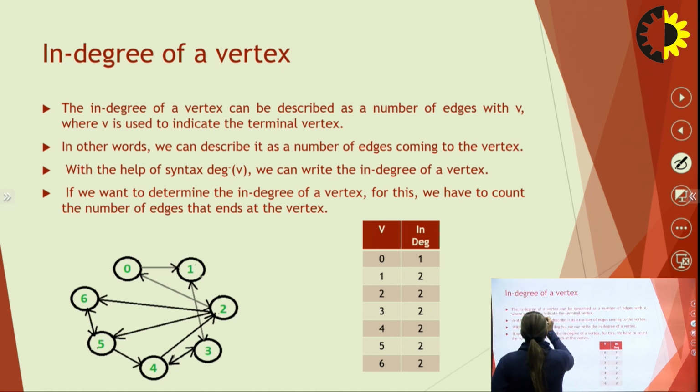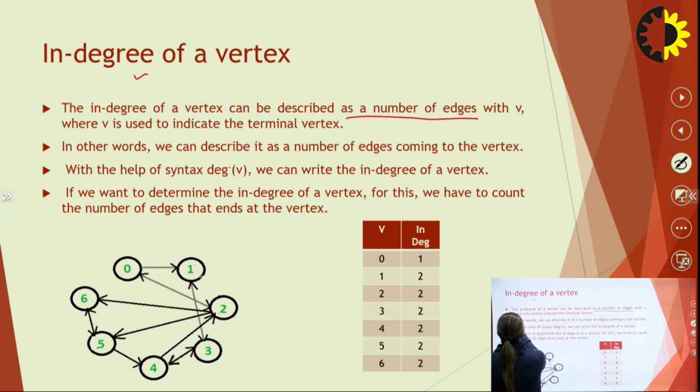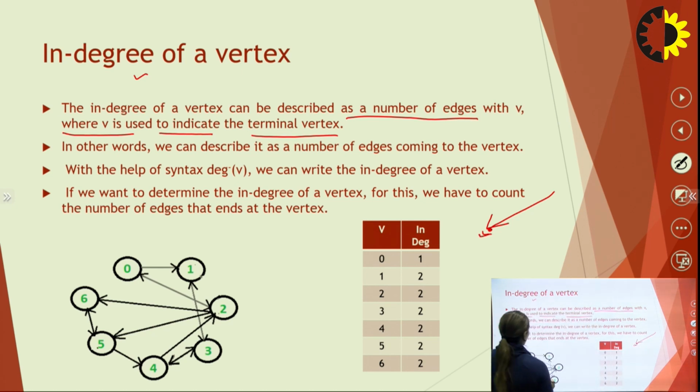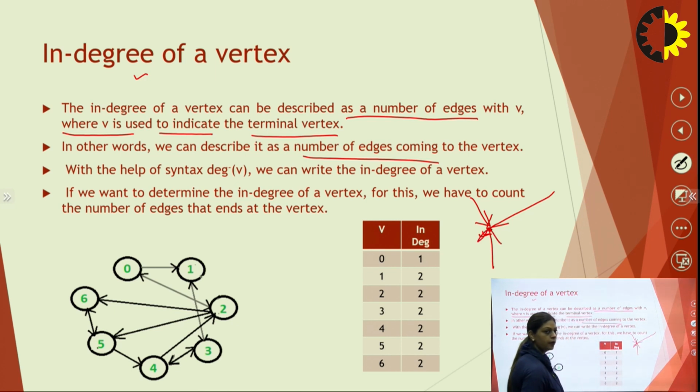First we will consider the in degree. In degree means the edges that are coming onto that vertex. The in degree of the vertex can be described as the number of edges with V, where V is used to indicate the terminal vertex. It means if this is the vertex and an edge is coming in on it, then for this edge this vertex is the terminal vertex. This edge is terminating here on this vertex. In other words, it is the number of edges coming to that vertex. So all the in edges will be the in degree for that particular vertex.